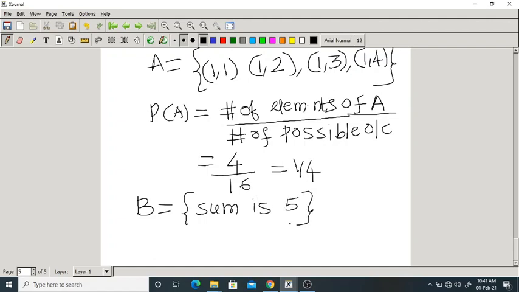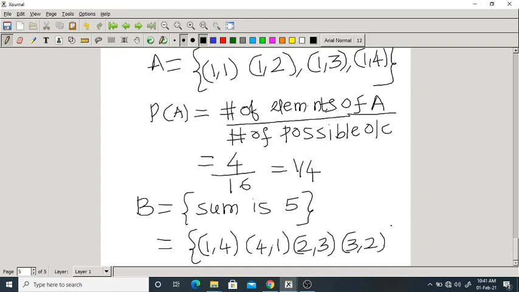The sum is 5. What are the possibilities? The sum of two rolls needs to be 5. You may get 1 and 4, what is the sum? 5. Or you may get 4 and 1, sum 5. You may get 2 and 3, or 3 and 2. It is a D4 die, so any other possibilities? Only 4. The possibilities are only 4. Okay. Now here also, what is the probability of B?